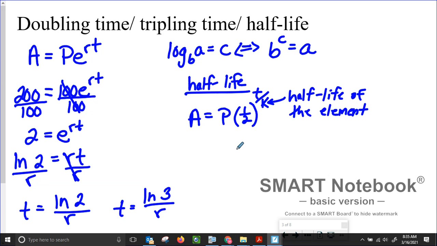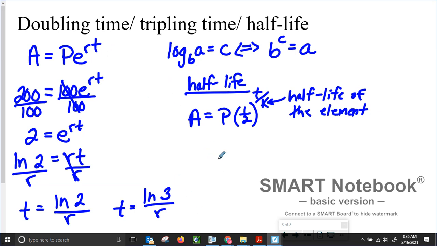All right, now on Delta Math, I do believe that they will also talk about doubling and tripling time with compounding in other ways. That's not a big deal.